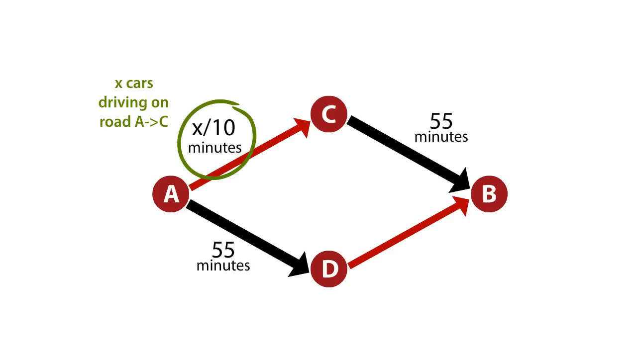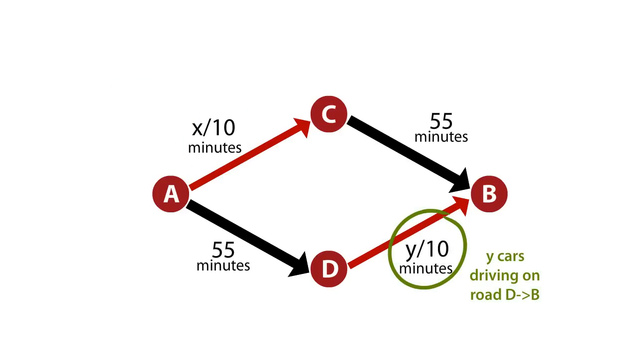So X denotes the number of cars that go from A to C, and Y denotes the number of cars that go from D to B, and each of them has a travel time in minutes expressed as the number of cars divided by 10. This is just an example, and more generally think of this as a more complicated function, where the number of cars, that is the amount of congestion, is negatively affecting the travel time. The more cars drive, the slower it gets. So X over 10 and Y over 10 are very simple examples.